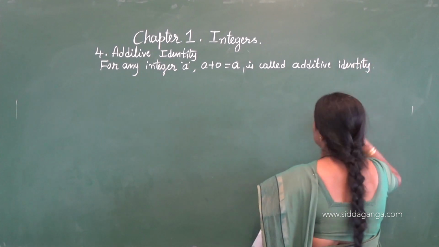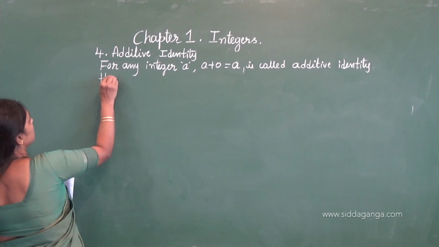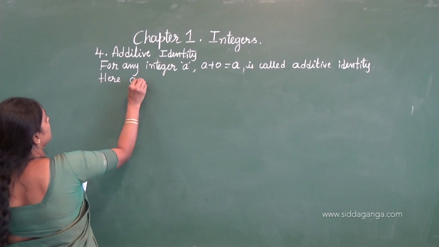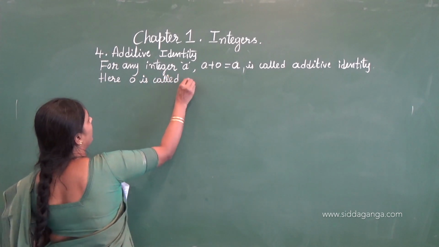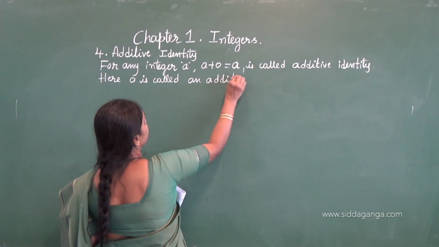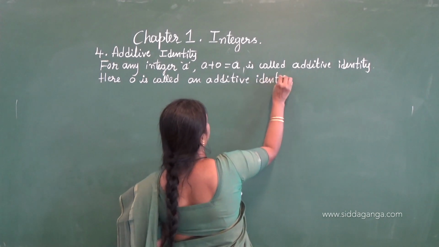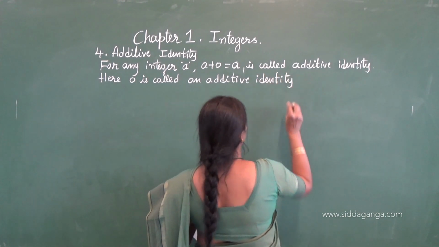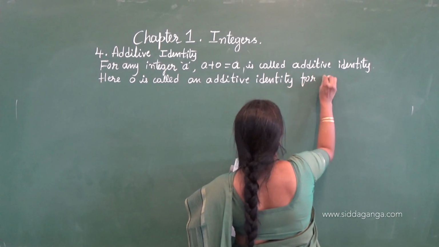This is called additive identity. Here, 0 is called an additive identity for integers.